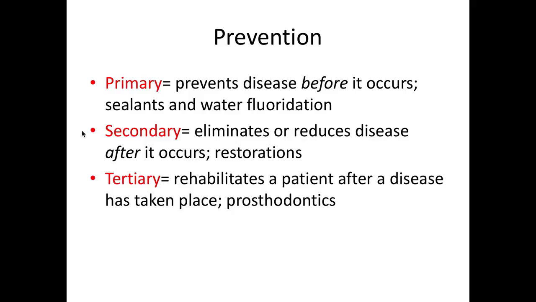So primary prevention prevents disease before it occurs. And a good example of this would be sealants and water fluoridation. Secondary prevention eliminates or reduces disease after it occurs. So a good example of this would be amalgam or composite restorations. And tertiary prevention rehabilitates a patient after the disease process has taken place. So a good example of this would be like dentures, after teeth had to be removed because of the extent of disease, and now we're replacing what used to be there.